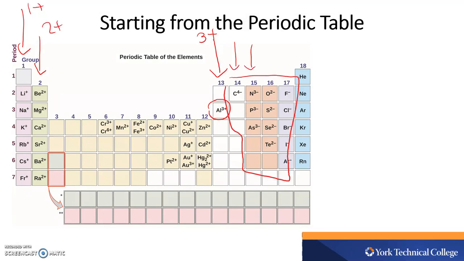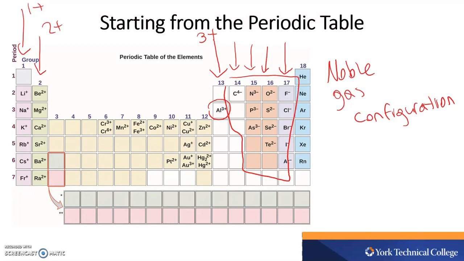Group 5A forms 3 minus charges. Group 6A, 2 minus charges. And group 7A will form a minus 1 charge. So why does this happen? This happens because the atoms want to achieve a noble gas configuration. So it wants to have the same electronic structure as a noble gas, which are the most stable and inert. So they are not reactive at that point.